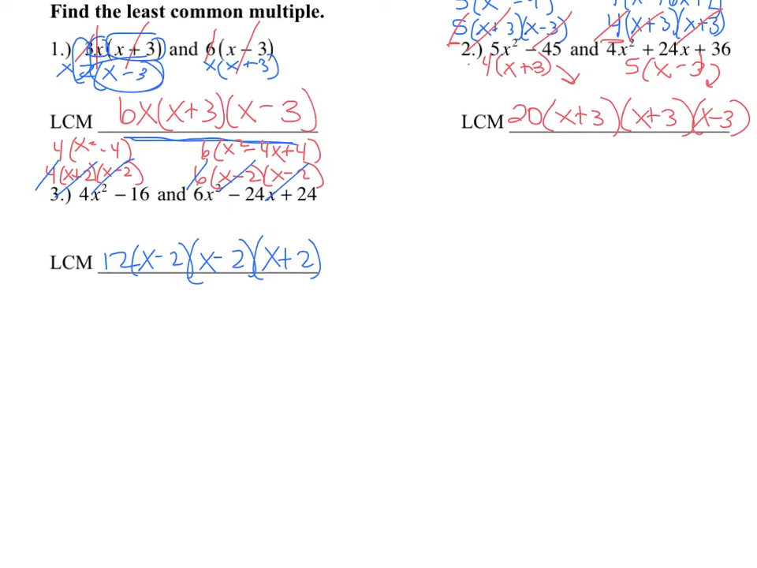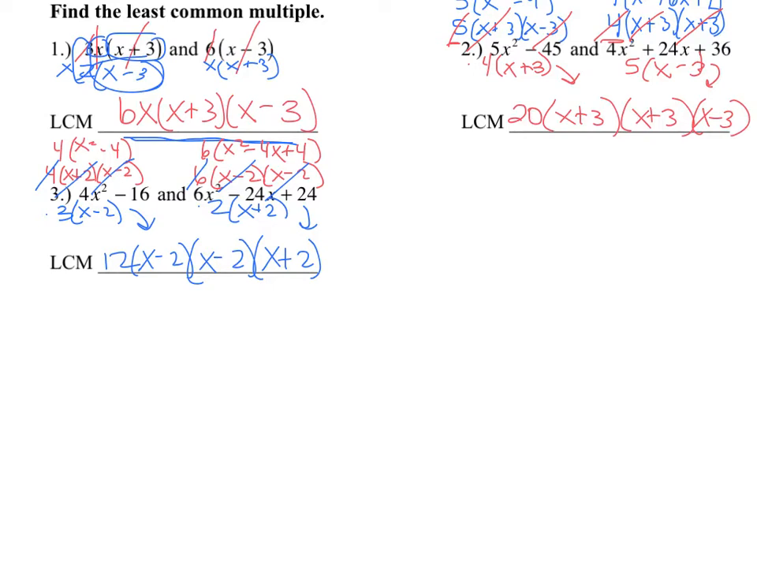For the first expression, you would have to multiply by 3x minus 2 in order to get what you have down here, because 4 times 3 would be 12. Then we have x minus 2 times x minus 2 times x plus 2. For the second one, you would have to multiply by 2x plus 2 to get what we have down here. 6 times 2 would be 12, and then you'd have the x minus 2 times x plus 2.